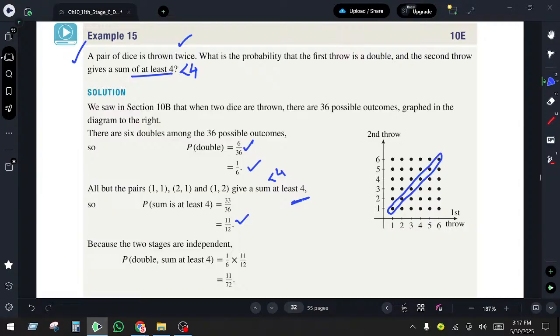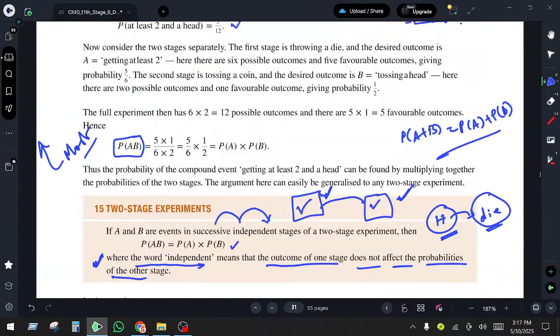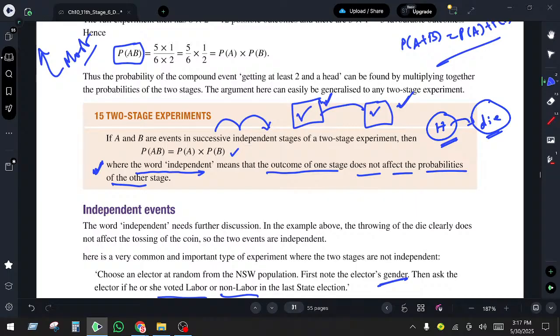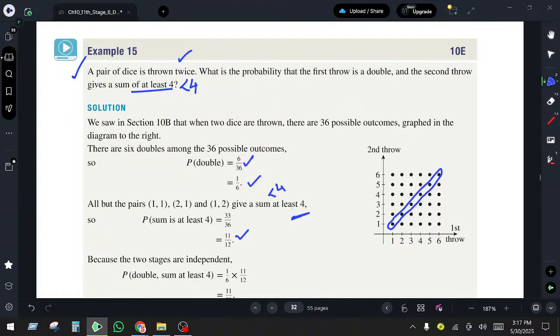Because the two stages are independent. Independent means they have nothing to do with each other; there is no restriction of the output of one on the other. So they are independent. Independent means the outcome of one stage does not affect the probabilities of the other. For example, this is a mug, can you see my mug? In this there are three red balls and three blue colored balls.